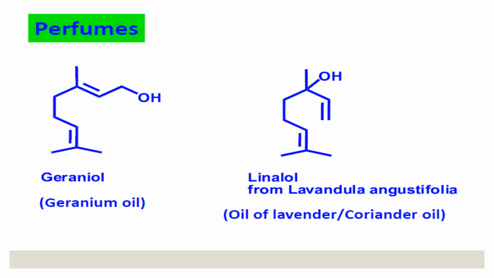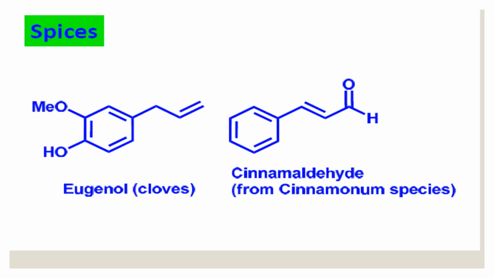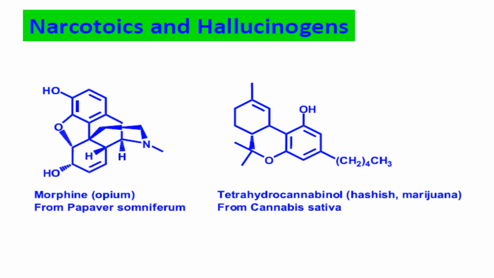The perfume industry can use this secondary metabolite as a raw material, for example geraniol. Geraniol, if you take it from geranium oil, can also be used for the perfume industry and the spice industry. You generally know that, and cinnamaldehyde from cinnamon species can be used for spices. So the spice industry, medical industry, and perfume industry can use this secondary metabolite as materials.